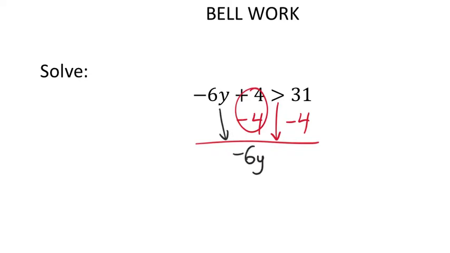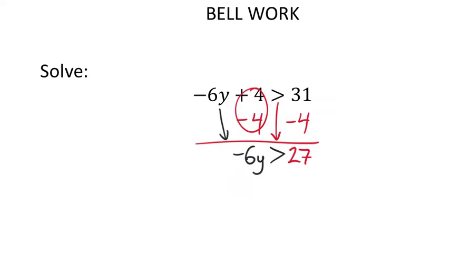Now we know that's a subtraction principle of equality, which never affects the inequality symbol. This one is greater than, but it does allow me to isolate my negative 6y so that it is by itself. Then I got 31 minus 4, which is 27, okay?